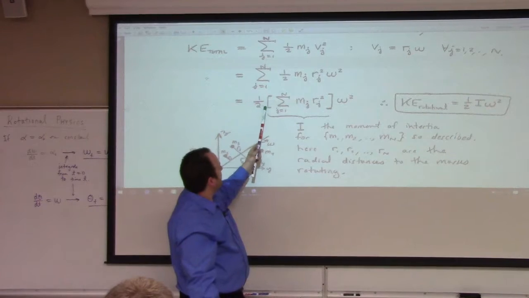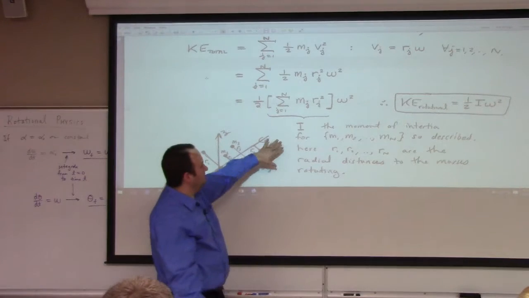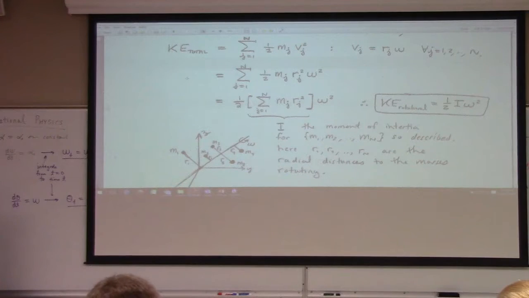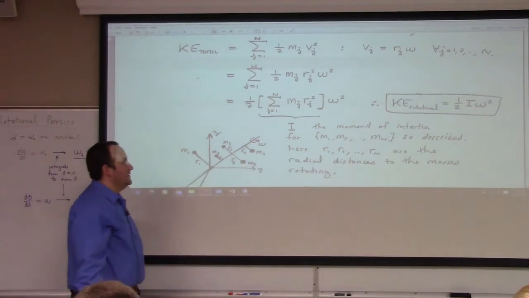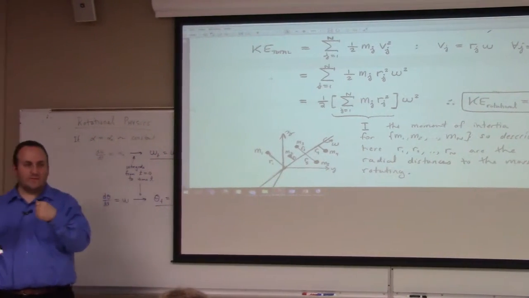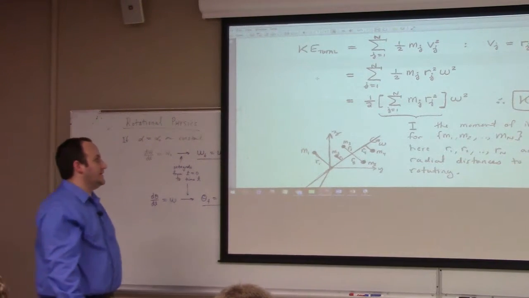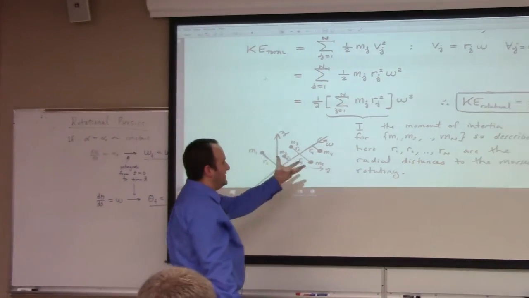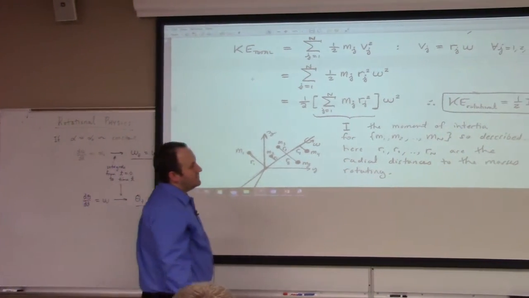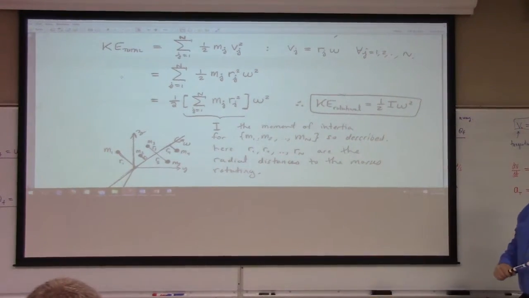And so that's why you can pull omega out of this calculation. And then you're just left with 1/2 this thing, omega squared. And that thing we define to be I, the so-called moment of inertia. For a finite system of masses, the moment of inertia is simply the sum, j equals 1 to the number of masses, of the jth mass times the distance from the jth mass to the rotation axis squared. That's the moment of inertia. That's the rotational analog to mass. And so the rotational kinetic energy is 1/2 I omega squared.